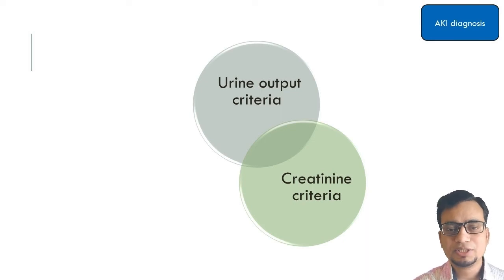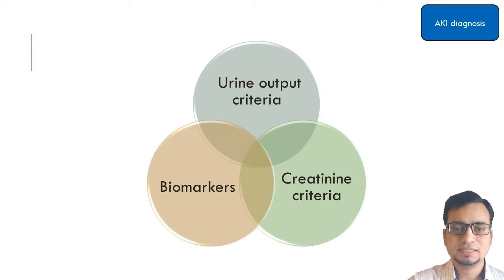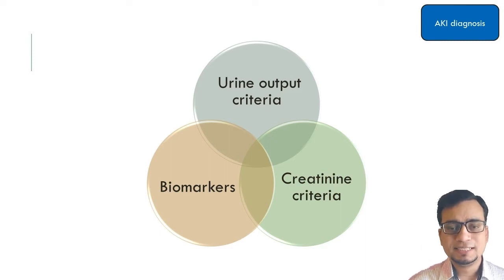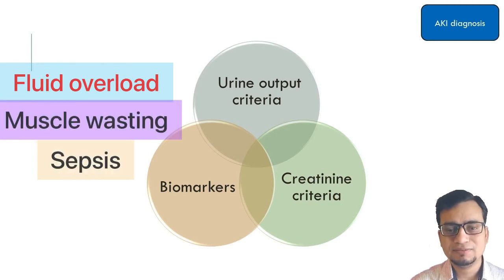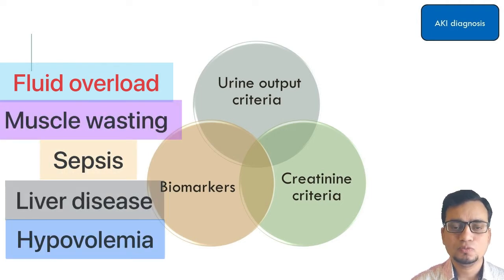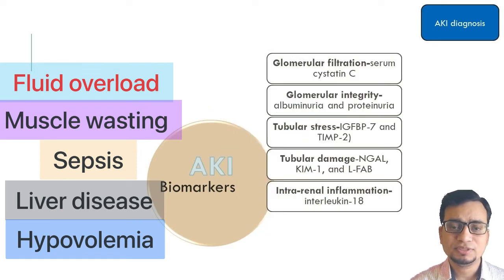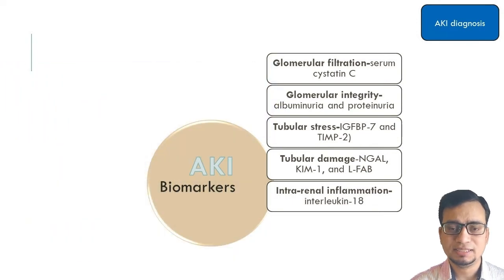Now, having known the limitations of creatinine and urine output both as criteria for diagnosis of AKI, various other biomarkers have been proposed to fill the deficiency of these two traditional criteria. This is particularly relevant for critically ill patients, where the presence of fluid overload, muscle wasting, sepsis, liver disease, or reduced effective circulatory volume may completely mask the diagnosis of AKI. There has been a battery of serum and urinary biomarkers of AKI which have been discovered, researched, and validated in the recent past.